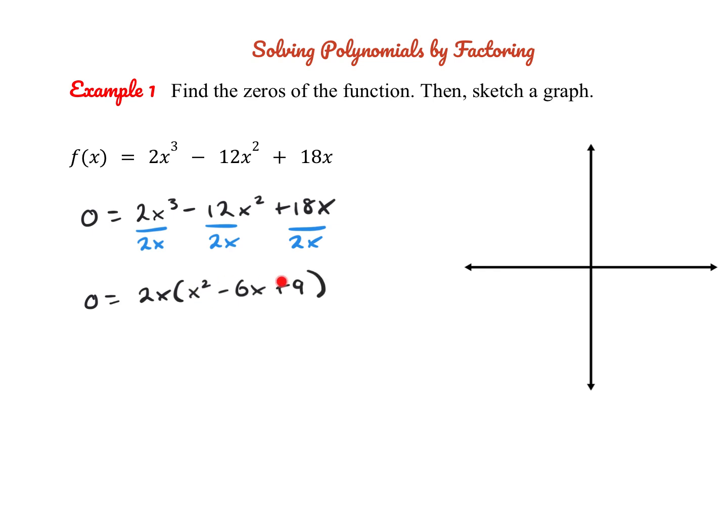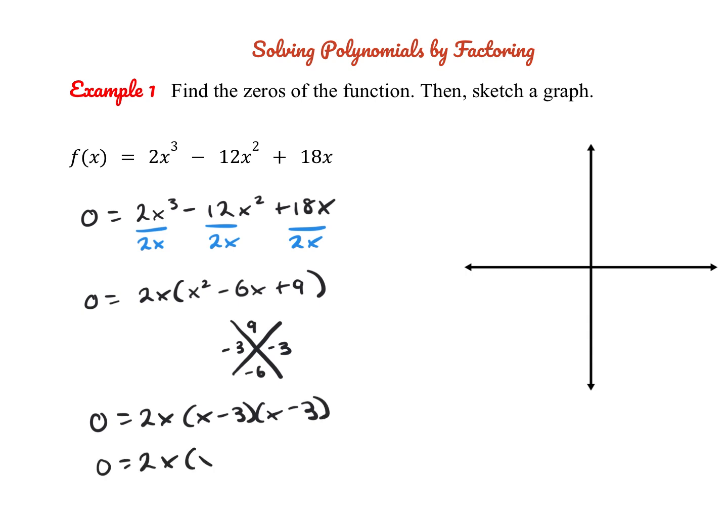And then we're going to look at the remaining trinomial here, and we can see, well, it's a perfect square trinomial, but we could also use magic x to factor it. So what multiplies to make 9 and adds to make -6? So we have -3 and -3. So that gives us x minus 3 times x minus 3, or we could say 2x times x minus 3 squared.